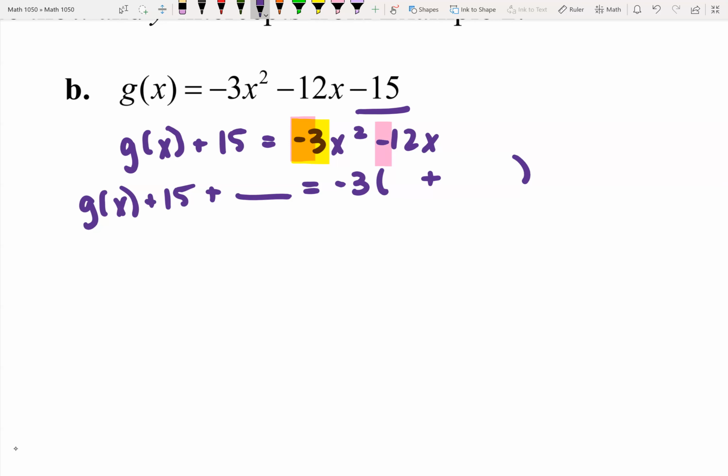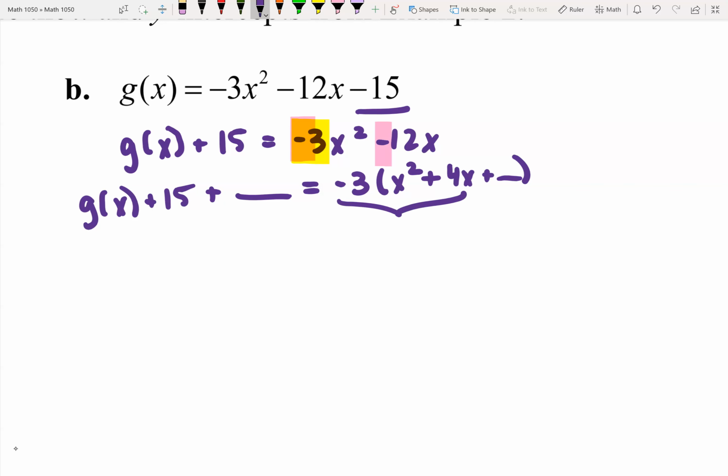Because when you distribute a negative, it switches the signs. So 3 divided by 3 is a 1x squared. 12 divided by 3 is a 4x plus blank. I know that I'm right. Look right here and let me show you something. You don't have to write this down.